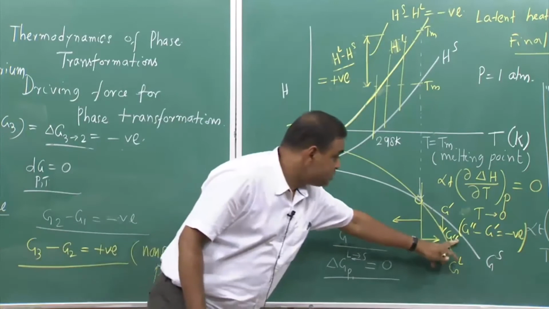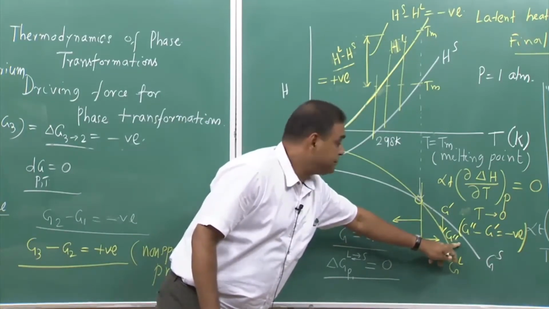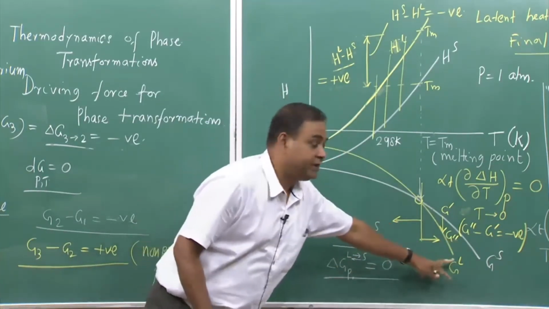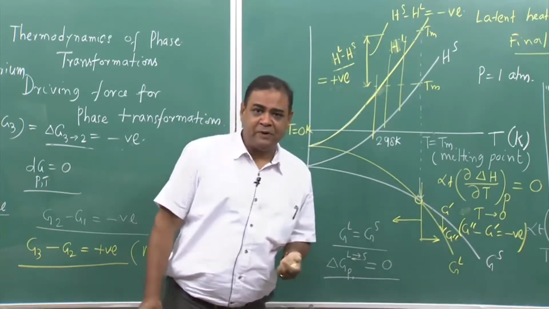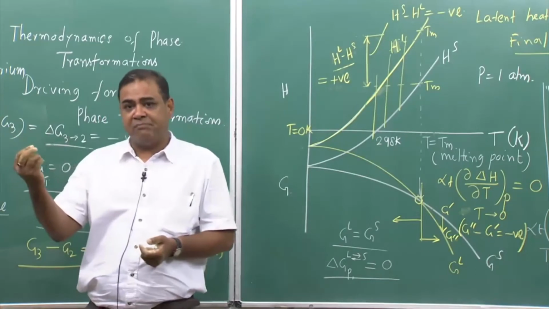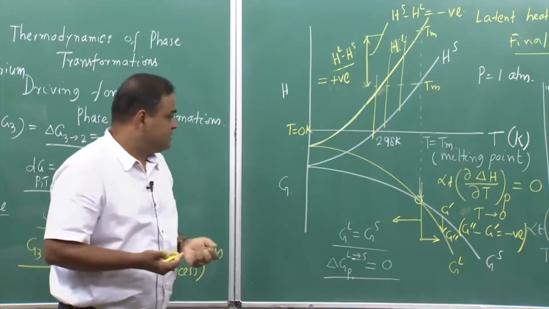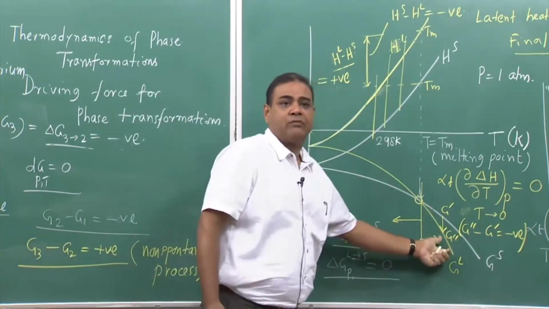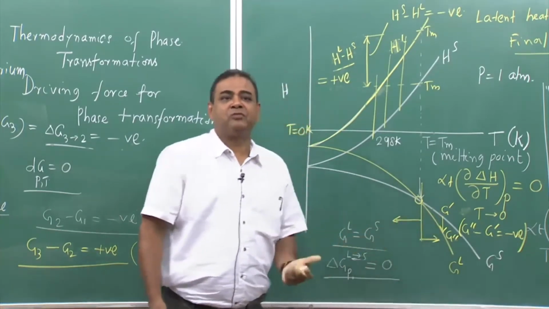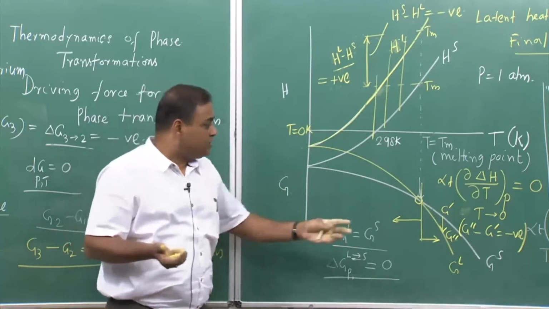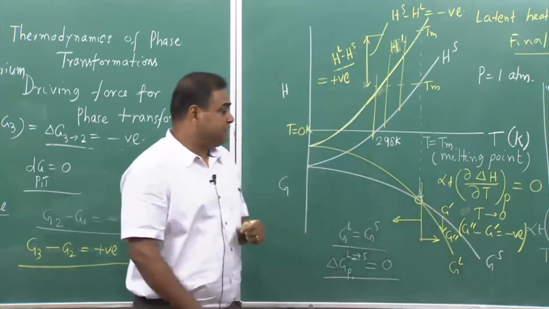And now this G double prime is the free energy of what? It is a liquid. So, that means at temperature greater than Tm, the melting point, I would always get liquid, because solid to liquid transformation would become a spontaneous process, because the free energy change is negative.